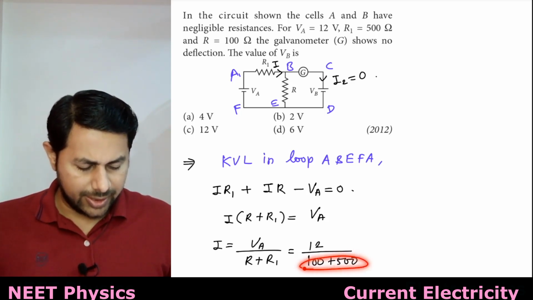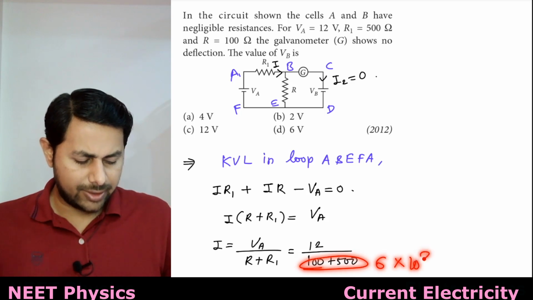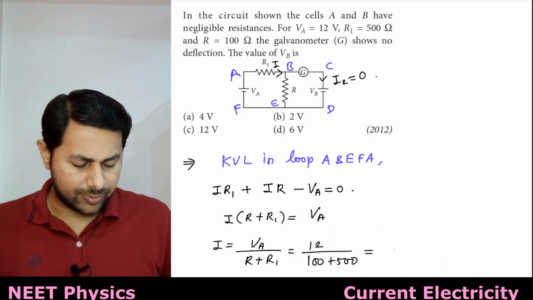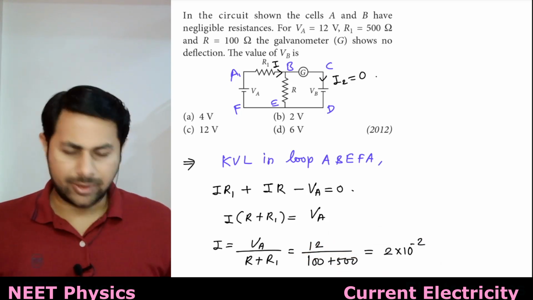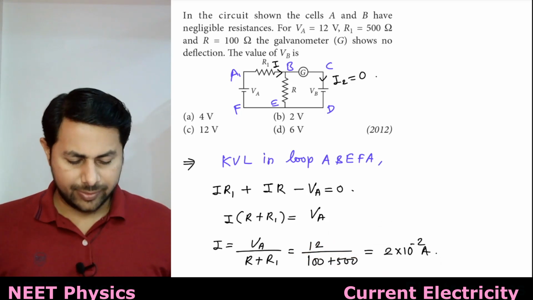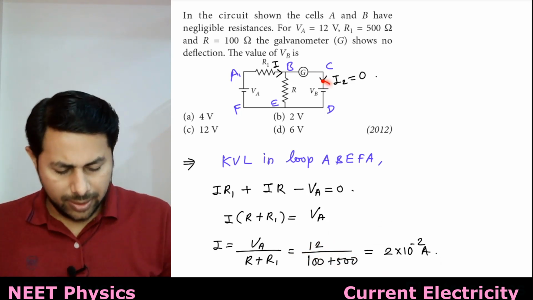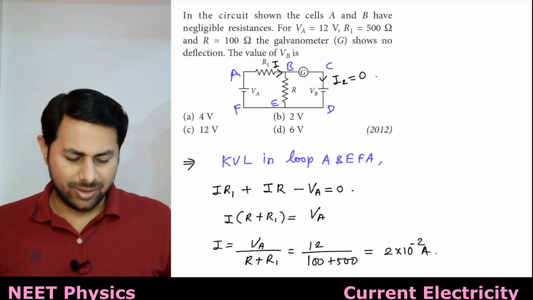So this is 600, or you can say 6 into 10 raised to 2. 12 by 6 will give you 2. Move 10 raised to 2 in the numerator, so it becomes 10 raised to minus 2. So 2 times 10 raised to minus 2 amperes. Okay. So then you want to find out what is VB.